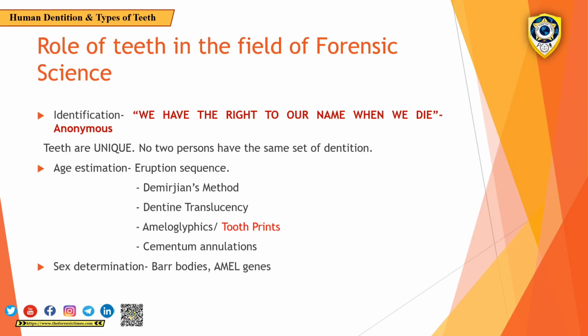Well, now what is the role of teeth in the field of forensic science? First of all, teeth help in identification. As I've already mentioned, teeth are unique and no two persons have the same set of dentition. Second, they help in age estimation, like I gave the example of eruption sequence. So, just by their emergence, that is their appearance into the oral cavity, we will be able to estimate the age of a person. However, this technique does not hold good for all age groups. There are several age estimation techniques that we will get to know in the coming videos.